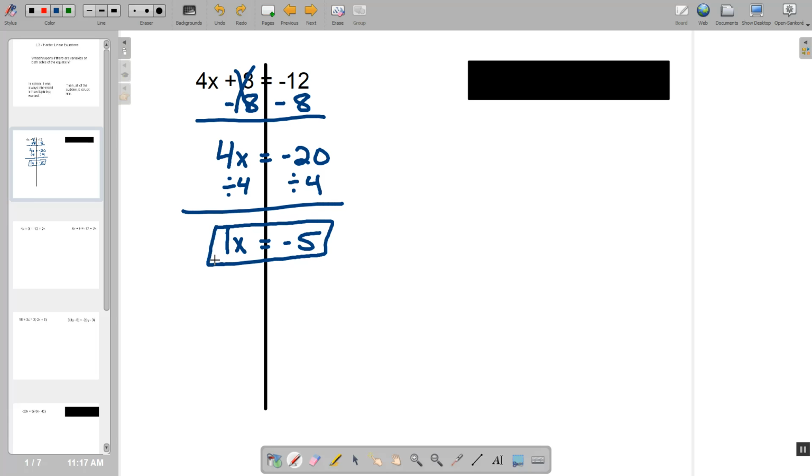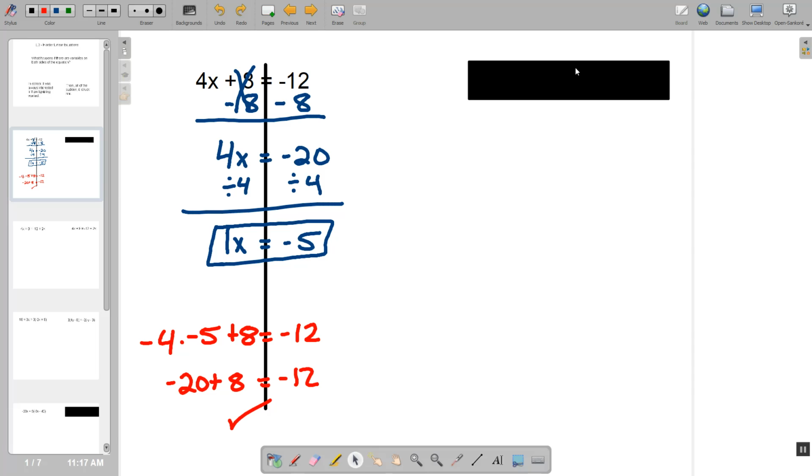And once again, because your teacher is a jerk, you have to check all of your answers for all of these problems. So what I'm going to do is negative 4 times negative 5, because that was where our x was, plus 8. And we want that to be equal to negative 12. This is negative 20 plus 8. That is equal to negative 12. Therefore, we have the right answer.